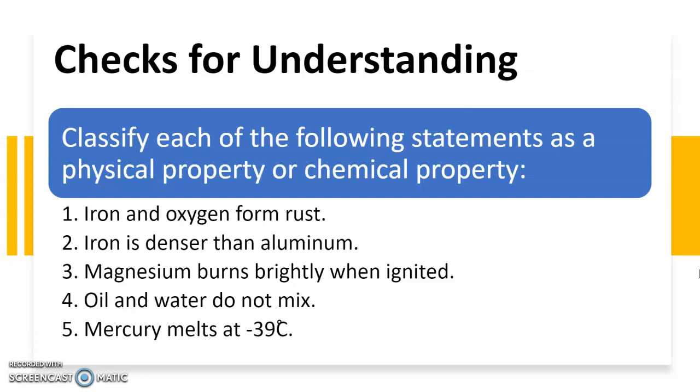Three says magnesium burns brightly when ignited. That's a combustion reaction, so that would be a chemical property. Four says oil and water do not mix. That's again going to be based on density, so that's going to be a physical property. And then five, mercury melting at negative 39 degrees Celsius. That again is going to be a physical property because that's a melting point. If it's negative 39 degrees Celsius and mercury is melting, mercury is still mercury. It's just now in a melted form. So that's a physical property.